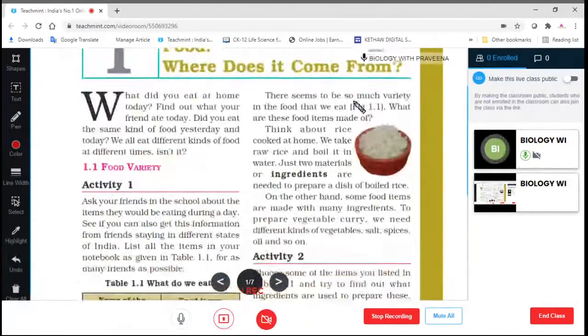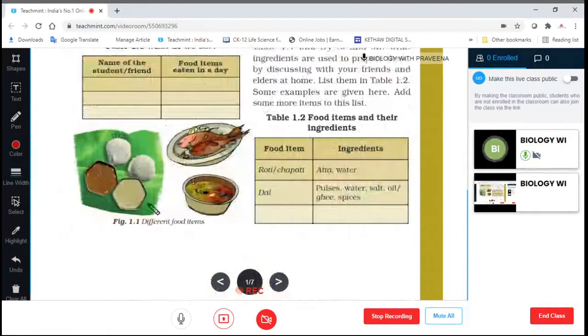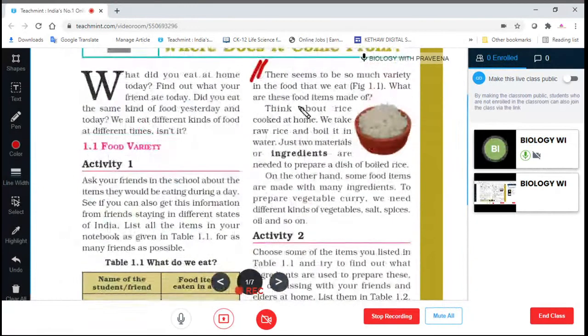There seem to be so many varieties in the food that we eat. In figure 1.1 there are different food items present in this world. What are these food items made of? Think about the rice cooked at home.